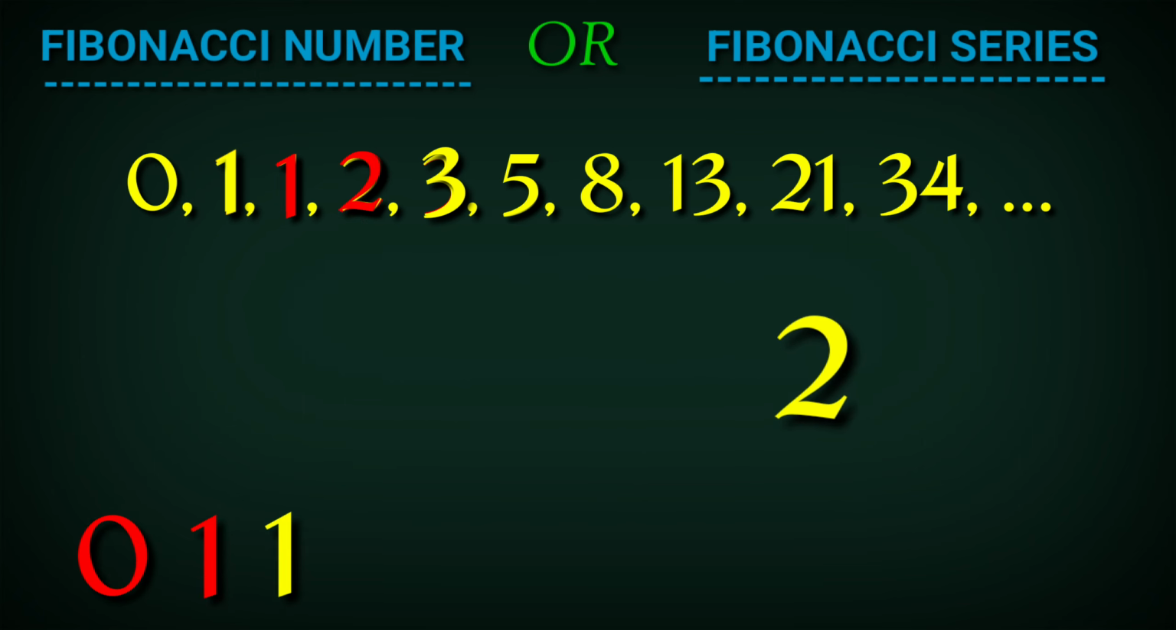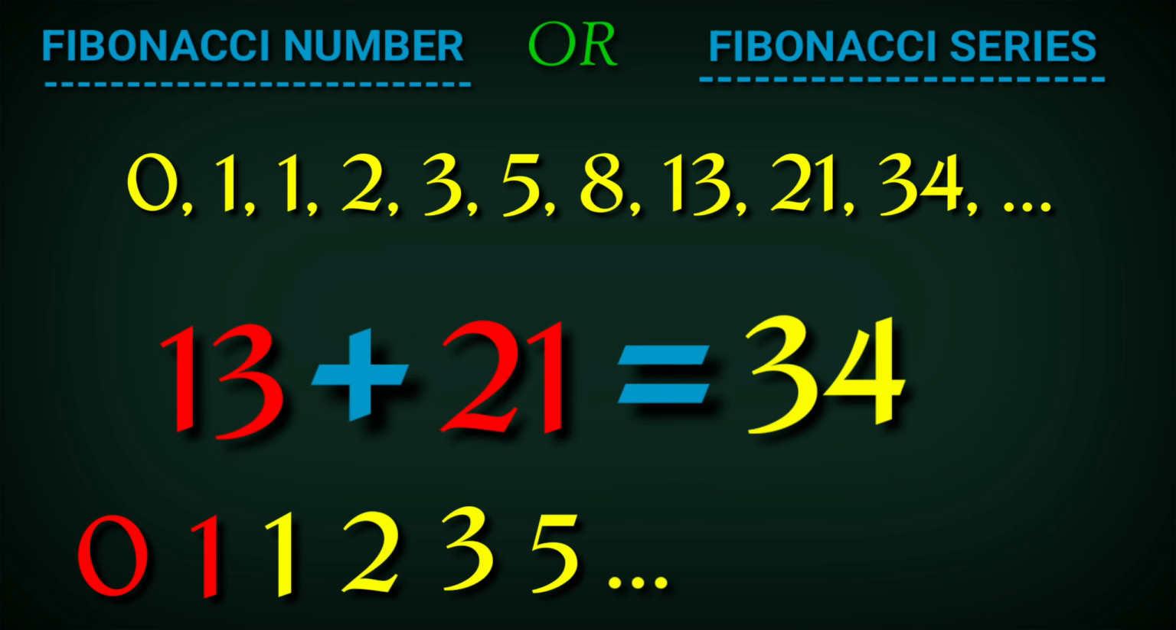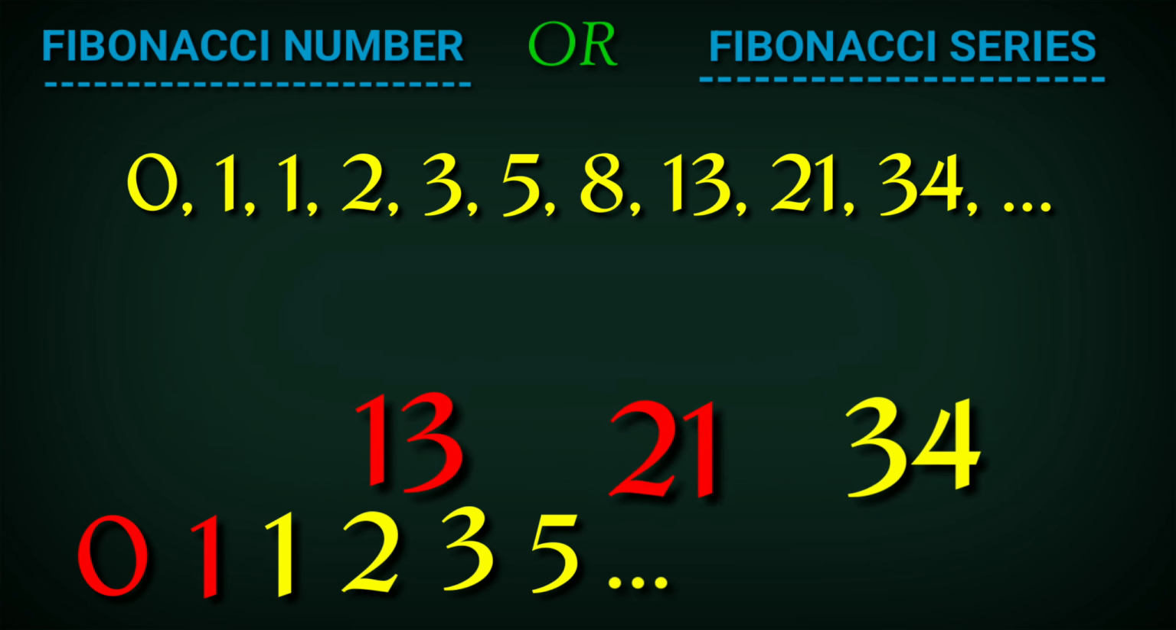Number 2 is decided based on the sum of the previous two numbers, 1 plus 1, 2. Similarly 3: 1 plus 2 equal to 3, 2 plus 3 equal to 5. Similarly, if we ask how 34 is formed, see the two previous numbers, 13 and 21. If we sum them, we get 34. So this is how the Fibonacci sequence or series builds up.